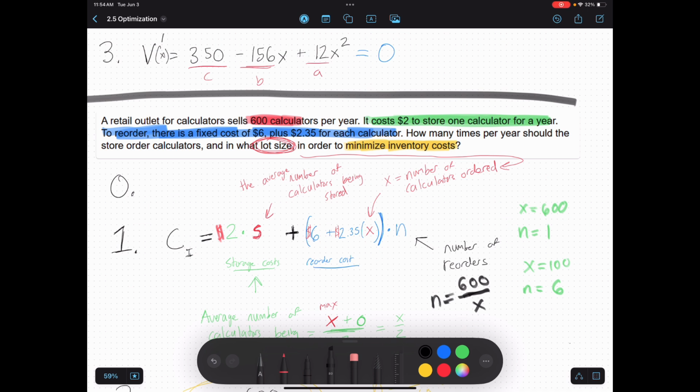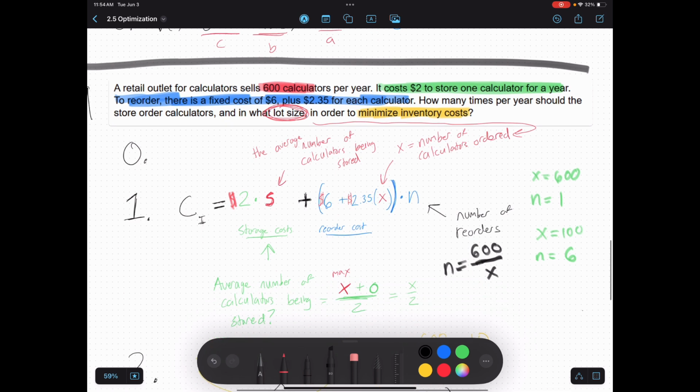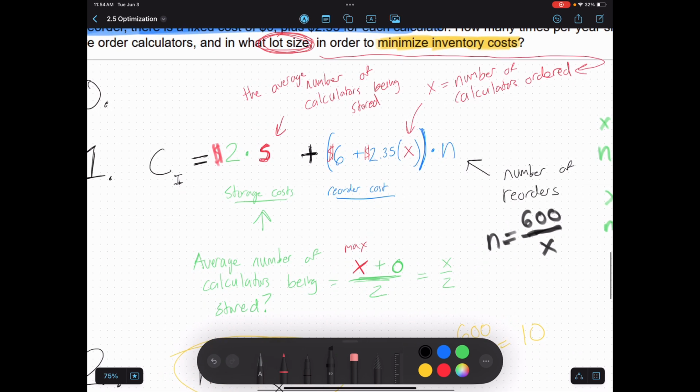And you can think of some other situations to check that if you want, but that's what N ends up equaling. So that takes care of N. That will let me get N in terms of X. Now let's think about S. Remember, S doesn't represent the number of calculators I'm ordering. It represents the average number of calculators that are being stored. So let's think about calculating that value.